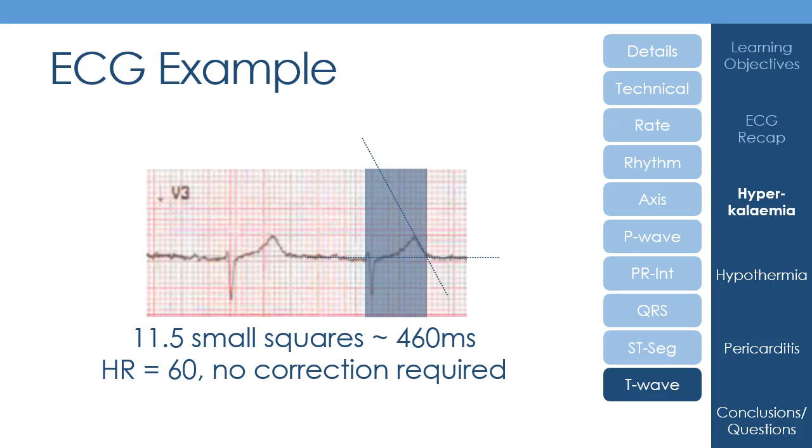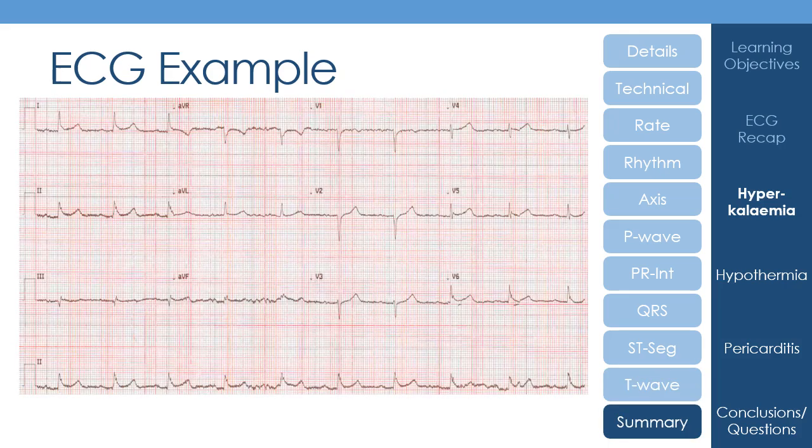In a man, this would be prolonged. In a woman, this would probably be considered borderline, because truly prolonged is above about 470 in a woman. So we've got some prolongation of this QT interval as well. Okay, so how do we put this all together?